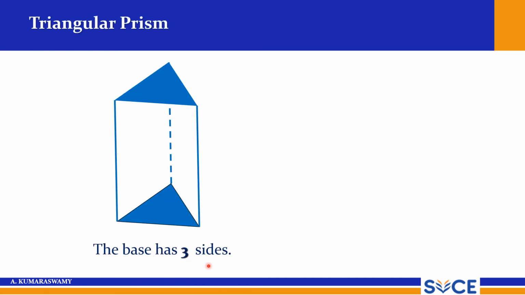The base has three sides. So this is one side, second side, and the third side. Each base will have three sides. So vertices, that is corner points, we have 6, edges 9, and faces 5.